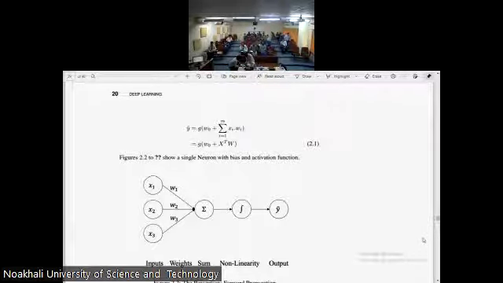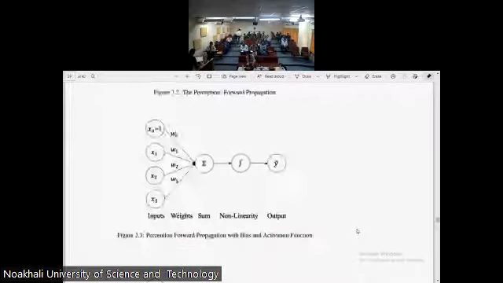It calculates the weighted sum, and then passes the weighted sum through an activation function to have an output. So initially it calculates the sum and passes the sum to the function to have the y hat, or the expected output. So this is a single neuron and forward propagation. This is the concept.